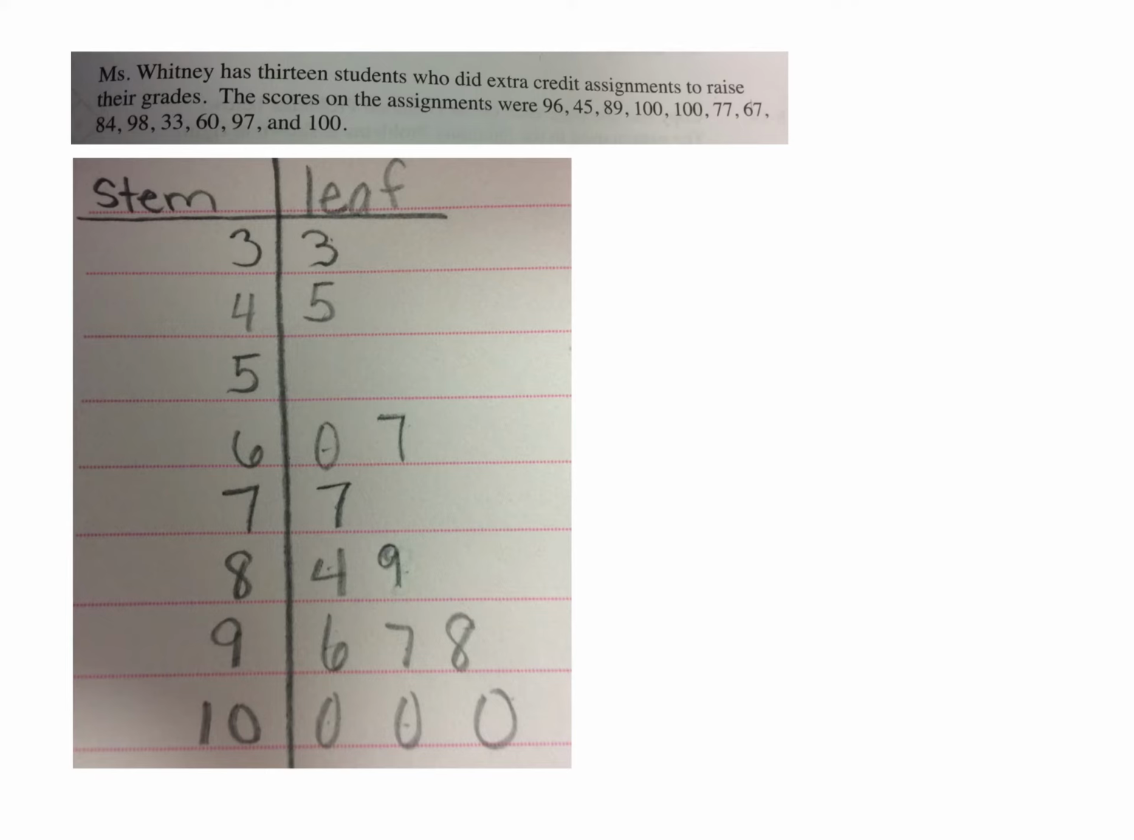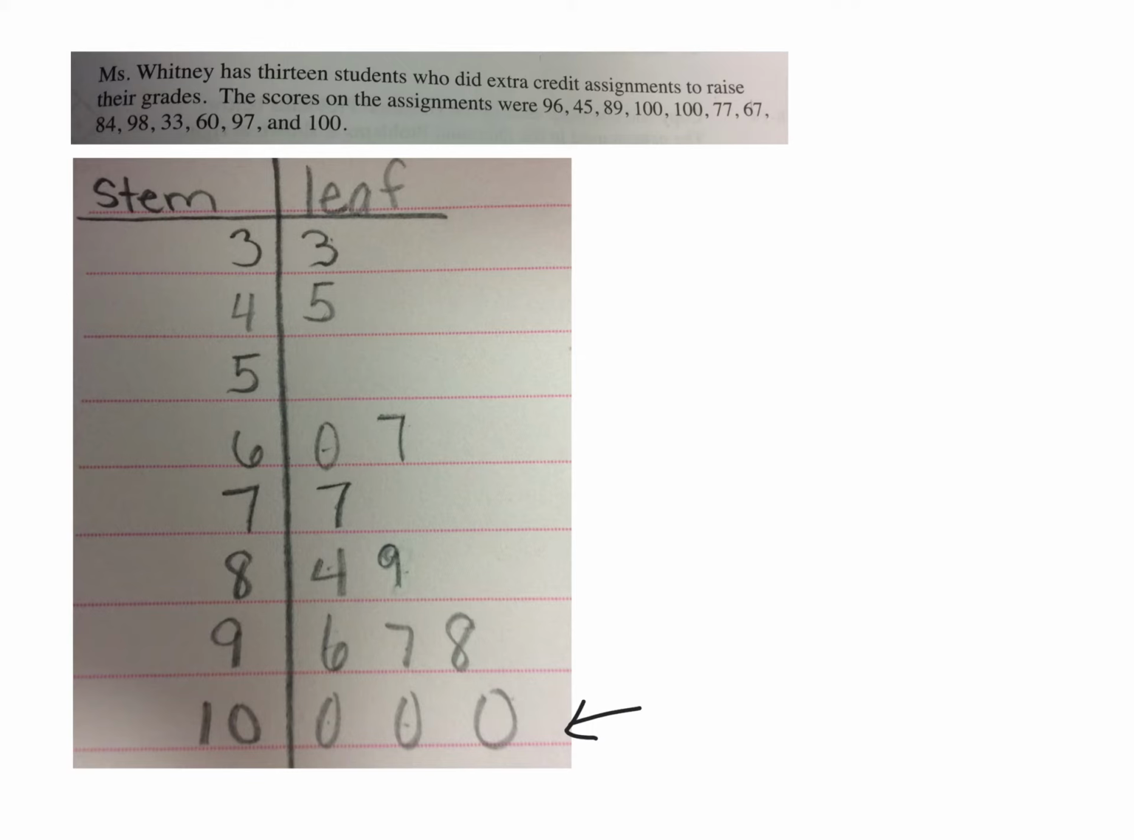When you get to numbers like 100, sometimes you have to think about what you're doing. The 10 goes in the stem, and only the last 0 of the 100, still that ones digit, goes in the leaf. So that ones digit, or the last digit of the number, is the one that goes in the leaf column. So this is almost a complete stem and leaf plot.